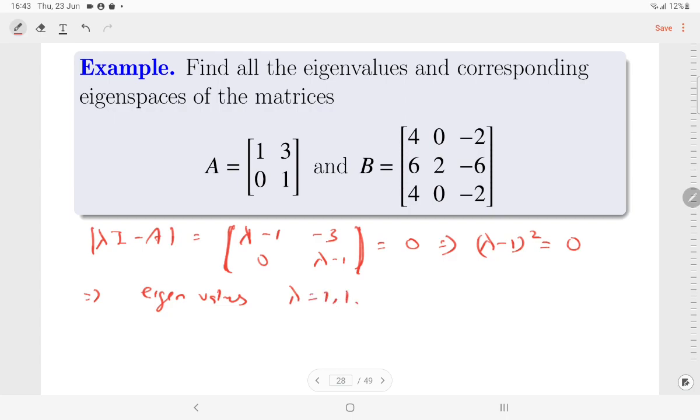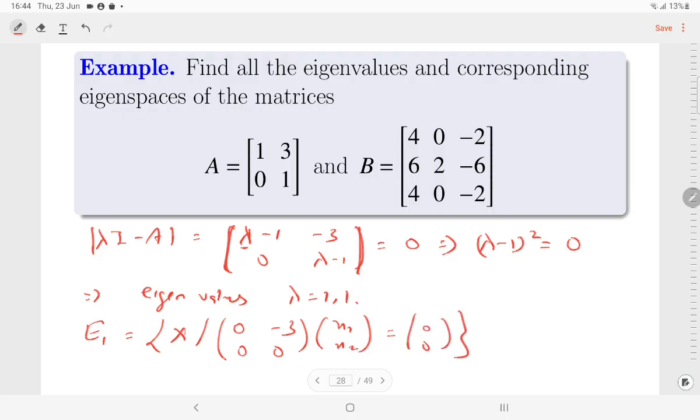For a matrix of order n, there are always n eigenvalues. They may be distinct, they may be equal. So here we have two eigenvalues 1, 1, which are equal. It means I just need to find the eigenspace E1, which is all those x for which (lambda I minus A)x is equal to 0. So lambda is 1, so this becomes [0, minus 3; 0, 0]. I substituted lambda equal to 1 here, and [x1, x2] is [0, 0].